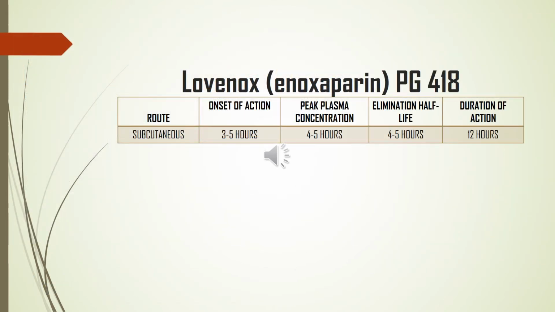As you can see on page 418, this is the pharmacokinetics of Lovenox, or enoxaparin. Lovenox is the most commonly used one. It is given subcutaneously. The onset of action is 3 to 5 hours. Peak plasma is 4 to 5 hours. Elimination half-life is 4 to 5 hours, and duration of action is 12 hours. So it gets out of the system a lot faster than your Coumadin, which is why they will tend to use this instead of heparin as the bridging between the procedure and taking them.